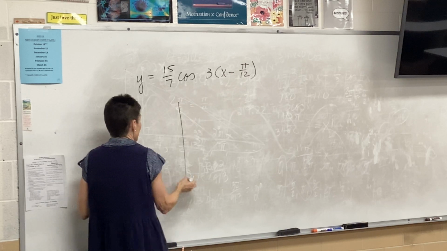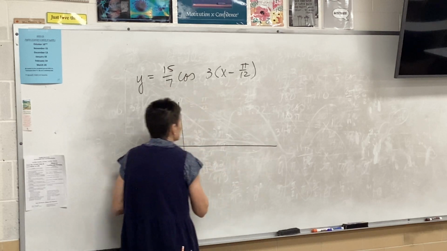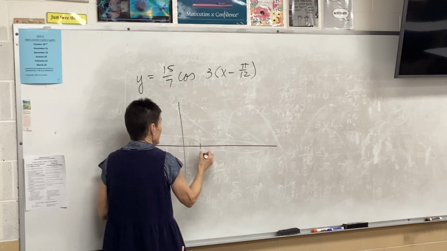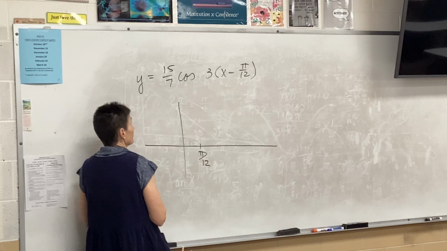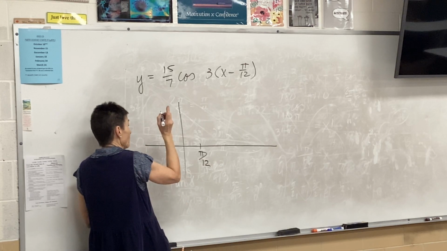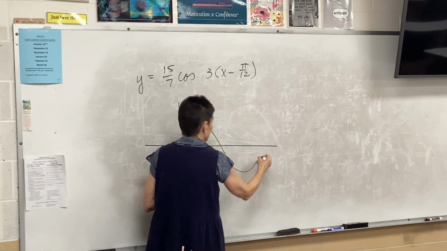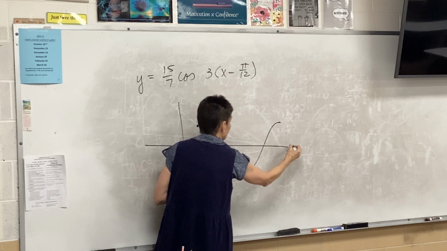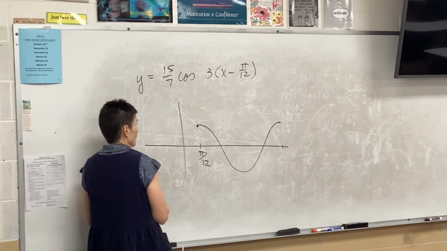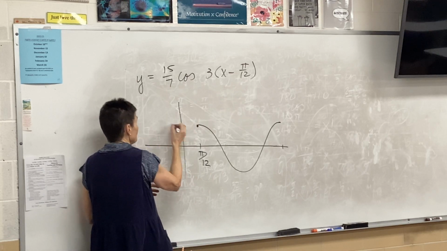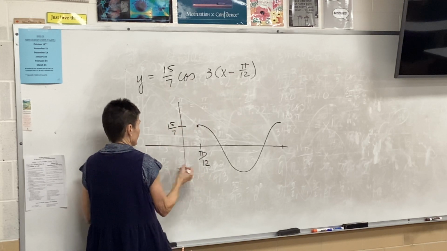So now I've got a cosine curve that's been shifted to pi over 12. Now, it's a positive cosine curve. So it has this shape. Its amplitude is 15/7.